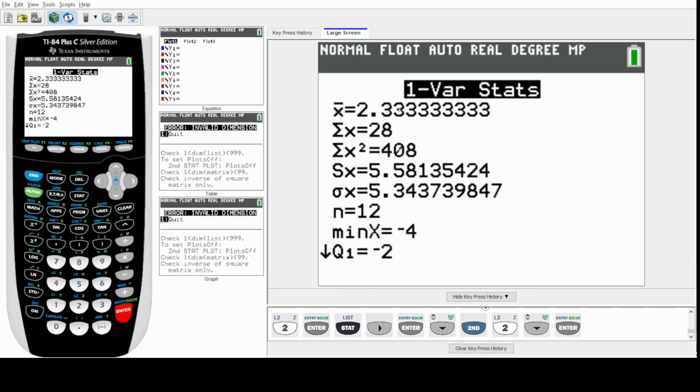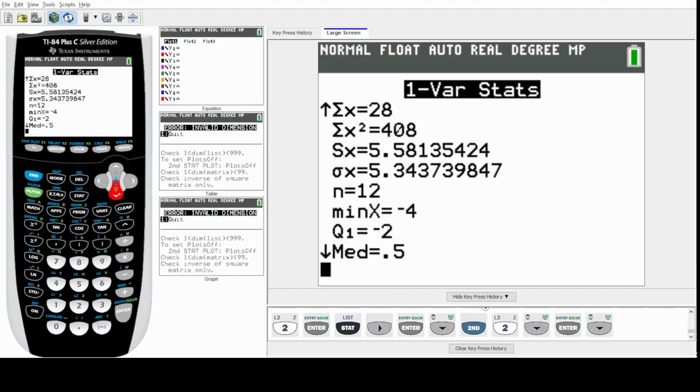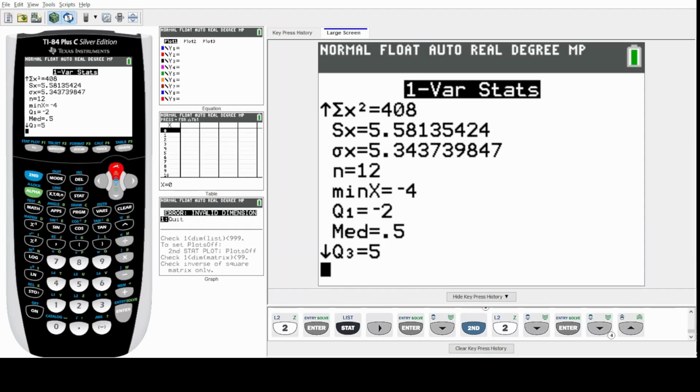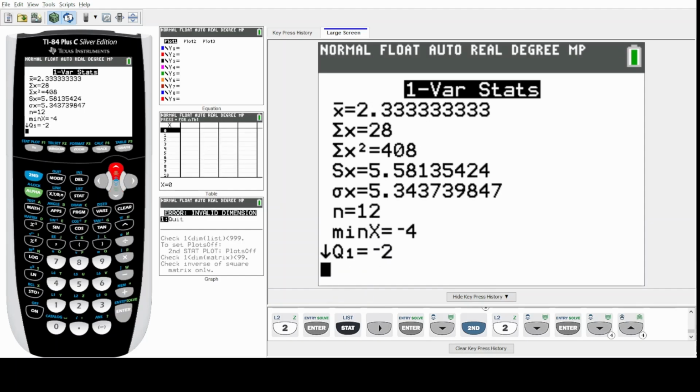You can see, again, it still gets a mean of 2.3 repeating, which is correct. It still gets that population standard deviation of 5.34, which is correct. It gets n equals 12, which is correct. Okay, and it still has our min, our Q1, our median, our Q3, and our max. Everything there is correct, okay? So now this is better for a couple of reasons, not least of which is less typing, okay? So that's a good reason in and of itself.